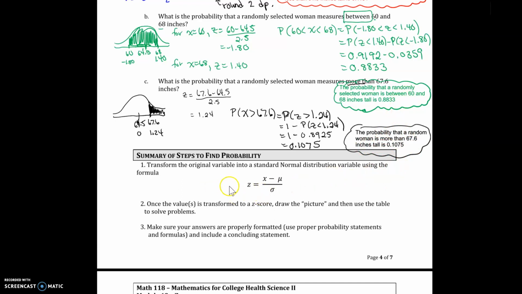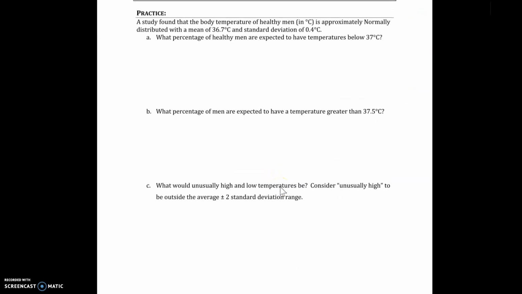0.1075, right? So again, the key things we need to do are to draw a picture, we need to transform the variable into a z-score, and then we need to do some calculations, write some probability statements, and conclude with a statement so that it's clear that we know what we're finding, okay? So the next page in your notes has some practice problems to try. So pause the video, give them a try, and then resume it, and I'll write all of the answers for parts A, B, and C up at once for you to check your answers with.